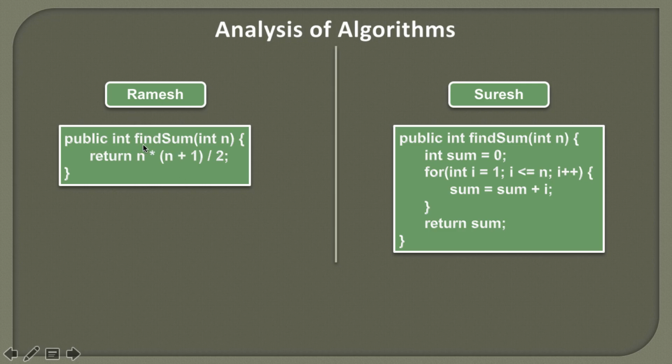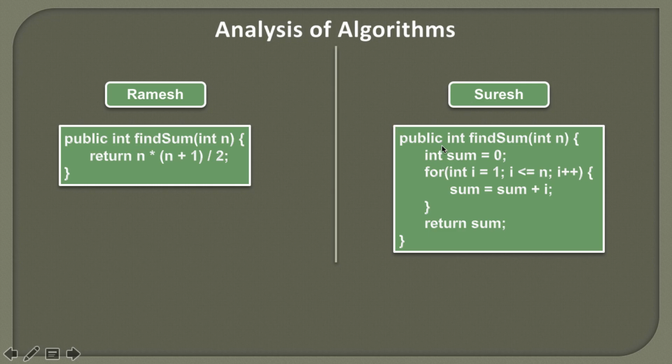Here Ramesh is trying to find the sum of the first n natural numbers using the mathematical formula, which is n into n plus 1 by 2. If we input n equal to 5, it will be 5 into 5 plus 1 by 2. So 5 plus 1 is 6, 6 divided by 2 is 3, and 5 into 3 gives 15. So this is the mathematical formula which is directly used to find the sum of the first n natural numbers.